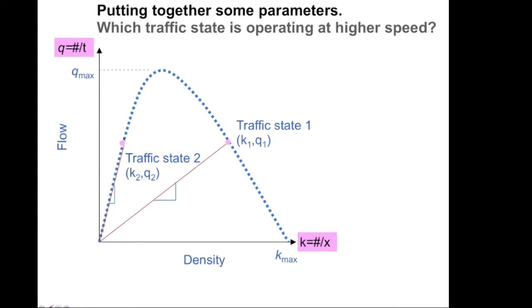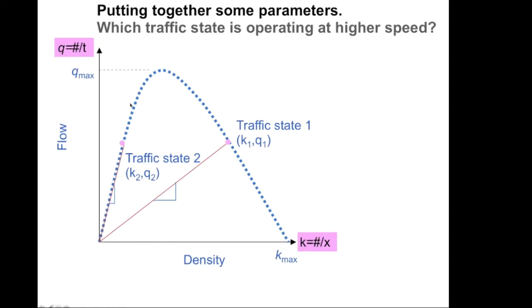So the speed of traffic state 2 is the slope of this line. The question here is, which traffic state is operating at a higher speed? Hopefully you can see that while the two states have the same flow, they have different densities and different speeds, and actually in traffic state 2 the speed is much higher.